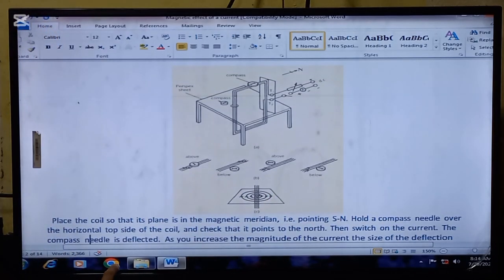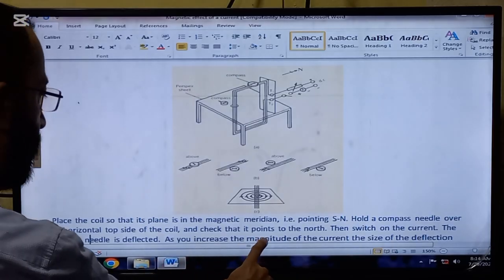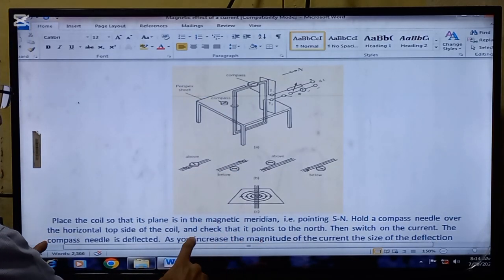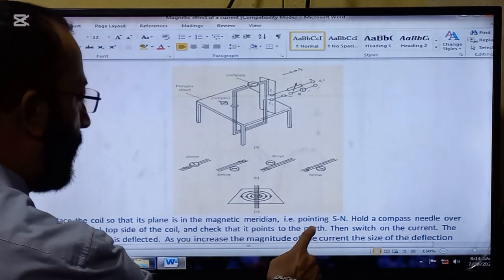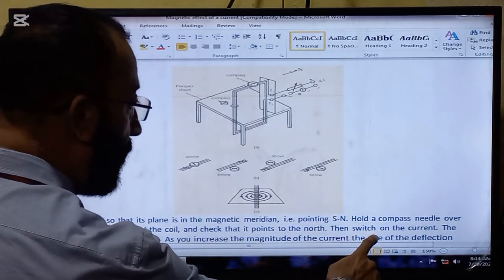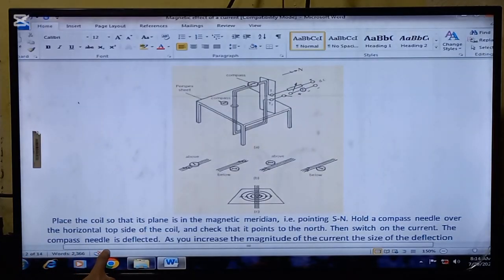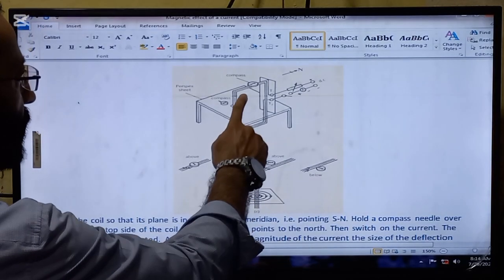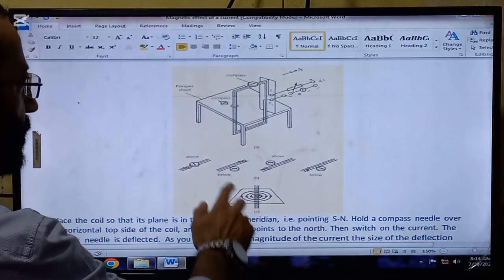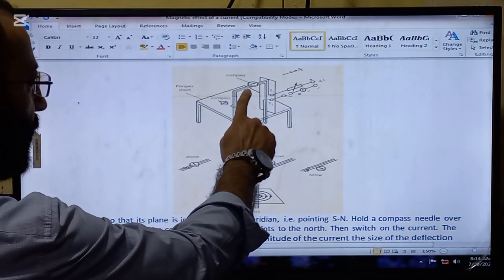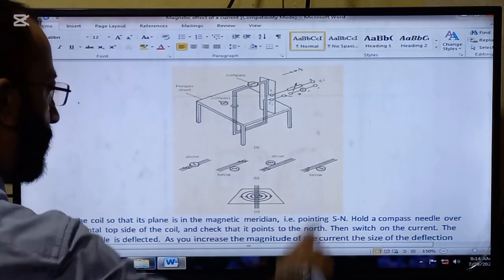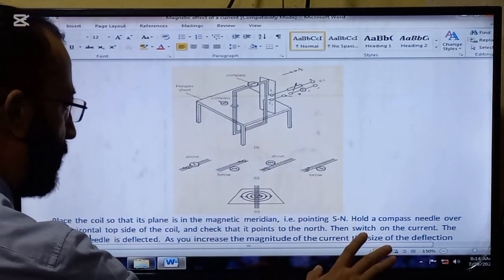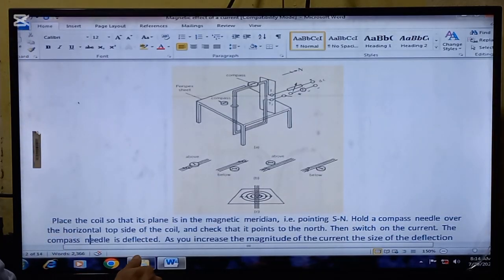Place the coil so that its plane is in the magnetic meridian. So the coil will be placed in such a way that it will be in the magnetic meridian, that is pointing south north. Hold a compass needle over the horizontal top side of the coil and check that it points to the north. So look now, we are checking through the compass needle and the needle is pointing towards the north. Then switch on the current. Then the compass needle is deflected.